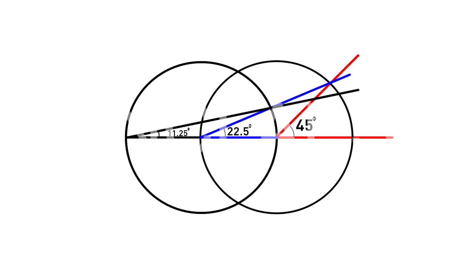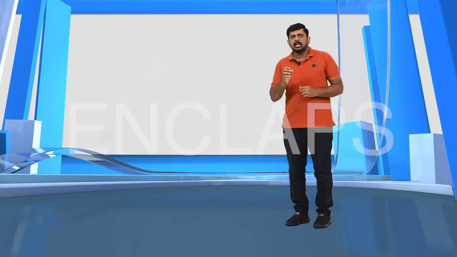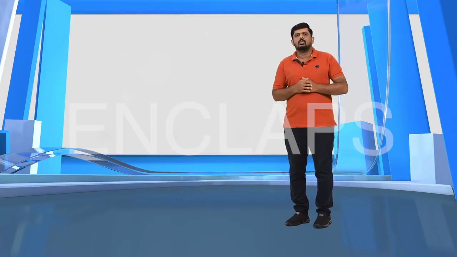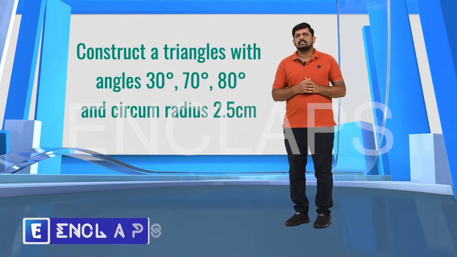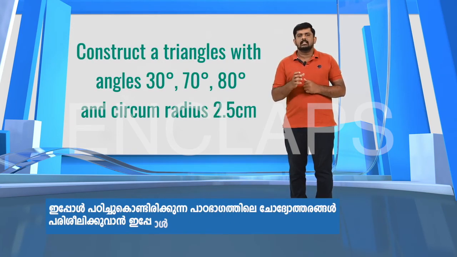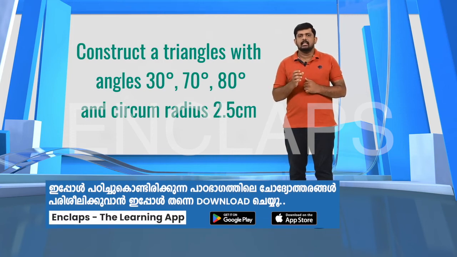If we repeat the process again, we will get another angle that will be half of 22 1/2 degree, that is 11 1/4 degree. We can also use this concept to draw a triangle with specified angles and circumradius. Just look at an example. Let us consider a triangle with angles 30 degree, 70 degree and 80 degree and of circumradius 2.5 centimeter.